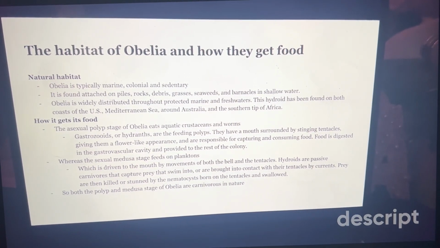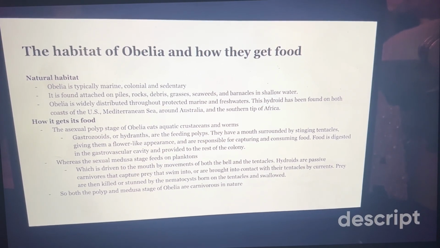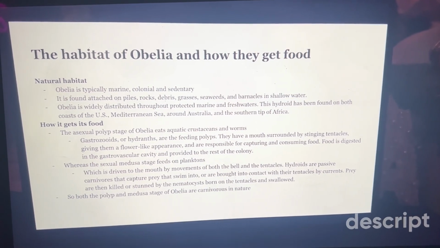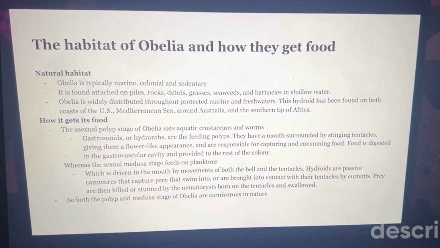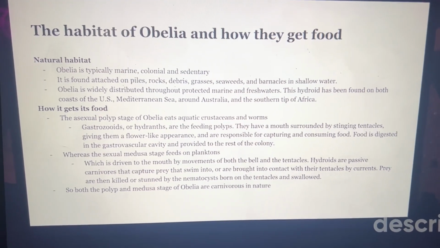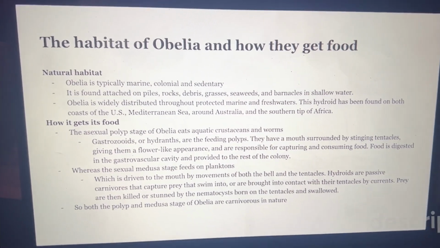And then the sexual medusa stage feeds on plankton. These plankton are driven to the mouth by the movements of both the bell and the tentacles. Hydroids are passive carnivores that capture prey that swim into or are brought into contact with the tentacles by the currents. Prey are then killed or stunned by the nematocysts borne on the tentacles and then swallowed. So both the polyp and the medusa stage of Obelia are carnivorous in nature.